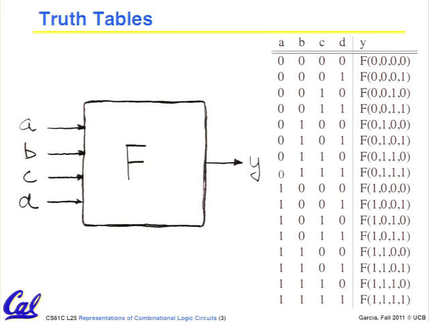I'm going to make a box called F, with 4 inputs, A, B, C, and D, and 1 output, Y. And this is kind of the generic output. Whatever that particular F has is what I have here.